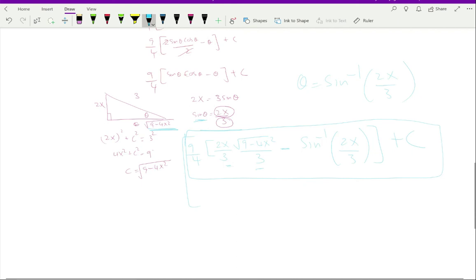So that's the answer. The big takeaway is how to deal with that coefficient in front of x square.